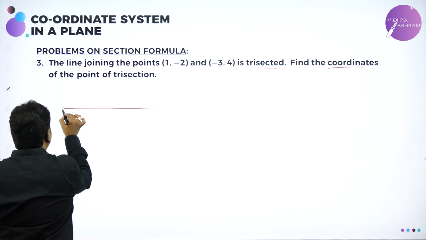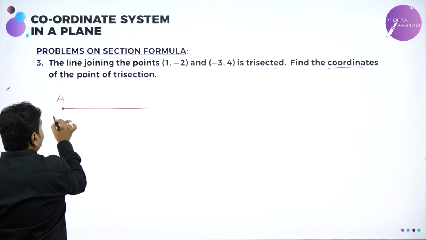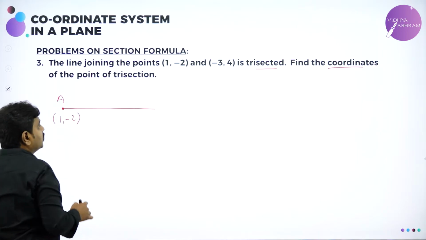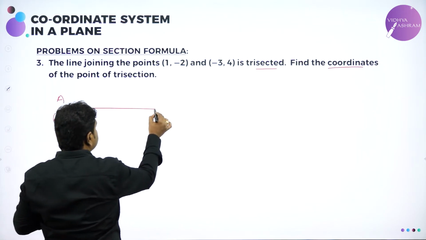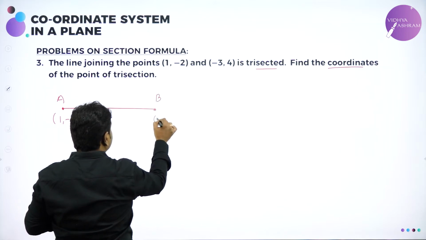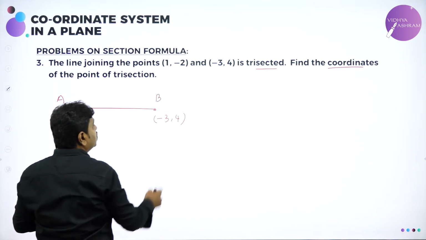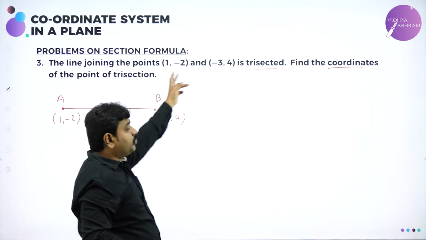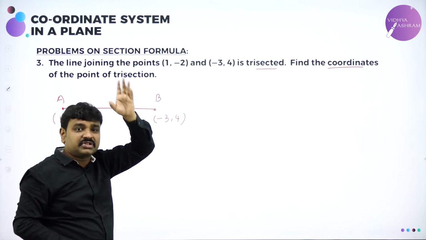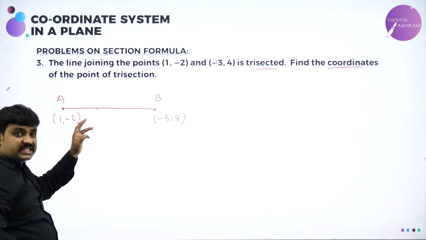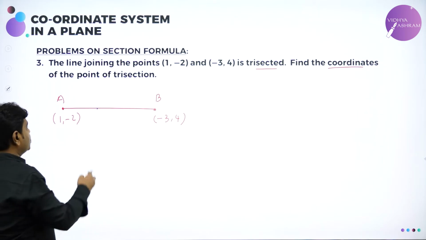So two points. See, now I will take the end points. Let me draw a draft diagram. A is 1, minus 2. This is one point, and the other point is minus 3, 4. They told that the line joining these two points is trisected. Tri means three. Secting means dividing. So trisecting means I have to make three equal parts.